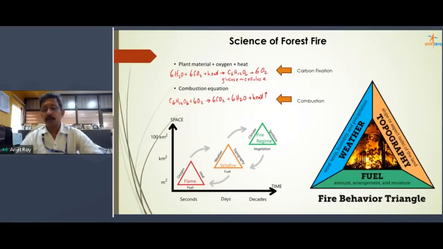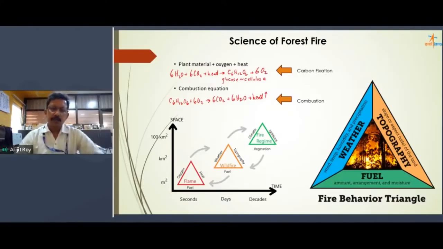So when we talk about the fire triangle, we have the weather parameters like wind, temperature, humidity, and precipitation, the topography like slope or aspect, and of course the fuel. There is the amount of fuel, the arrangement of fuel, and the moisture present in the fuel.